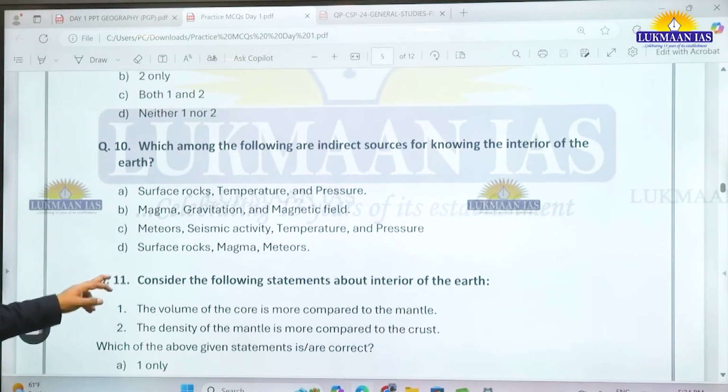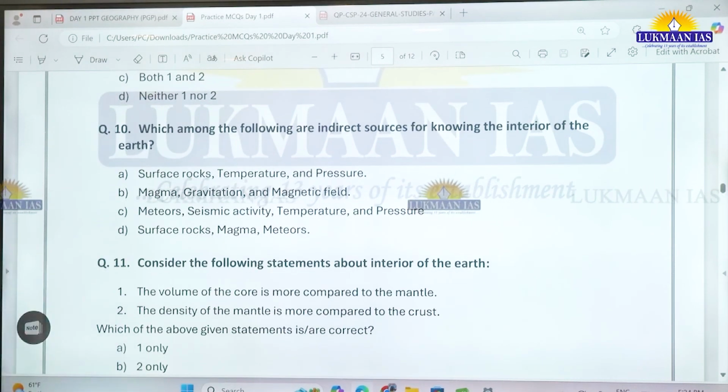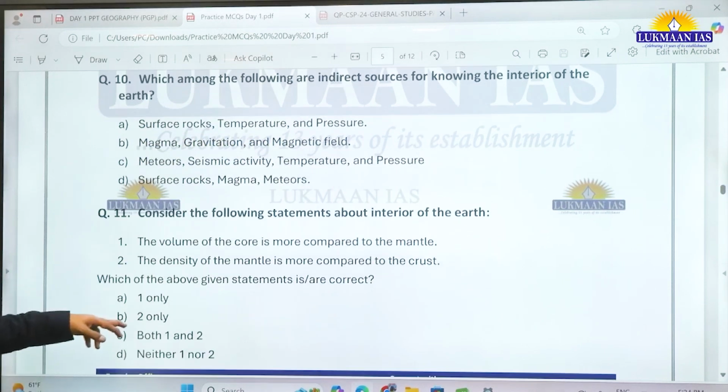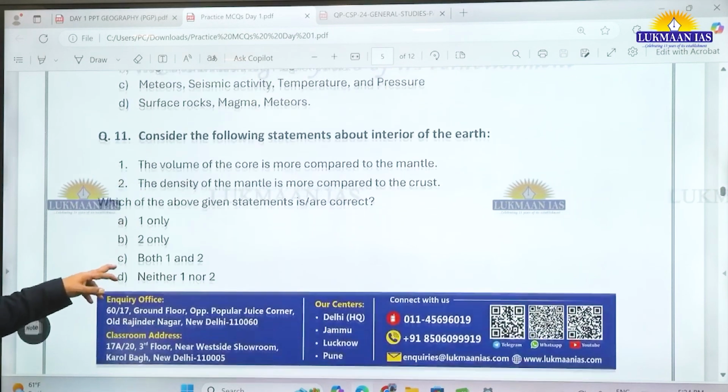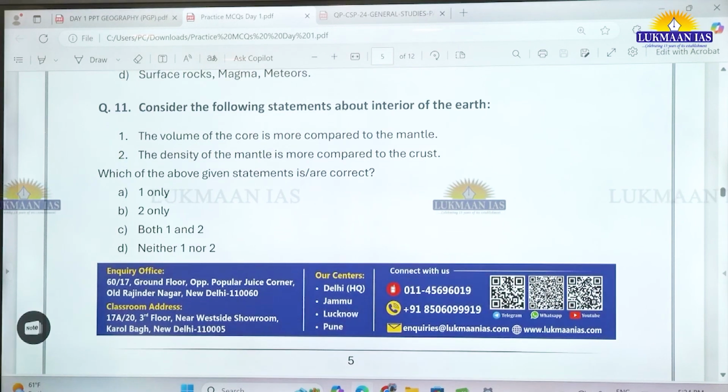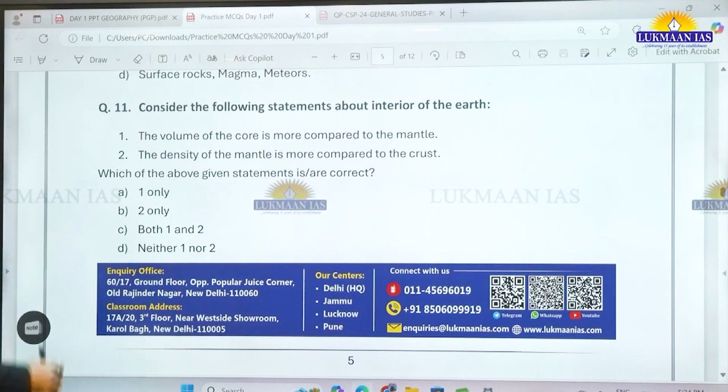What about this one? Indirect sources. Yes, C is the correct answer. Indirect sources, so one group you have to identify. Then what about this one? I told you they will give us such kind of statements.